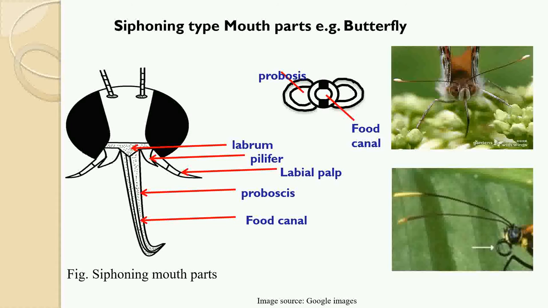Here, in case of this kind of mouthpart, the labrum is reduced to a narrow transverse band. So here you can see this narrow transverse band, which represents the labrum, and this labrum is obviously fused with the clypeus of the head. So this is the clypeal region, and it is fused with the clypeus.